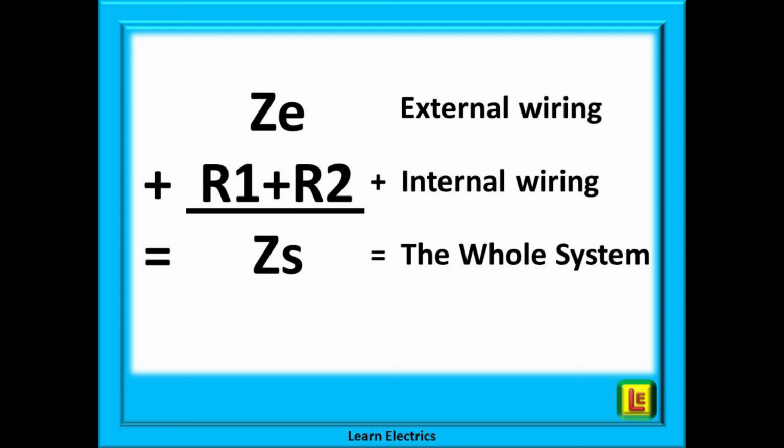How to measure R1 plus R2 is the subject of a separate video from Learn Electrics. Add the outside wiring to the inside wiring and we have ZS. Think of ZS as S for the whole system, inside and outside added together.